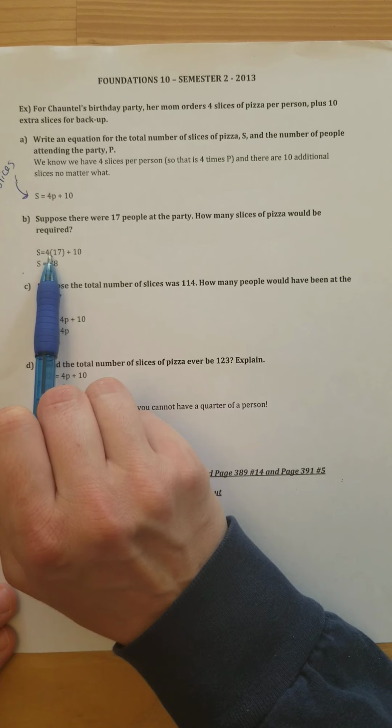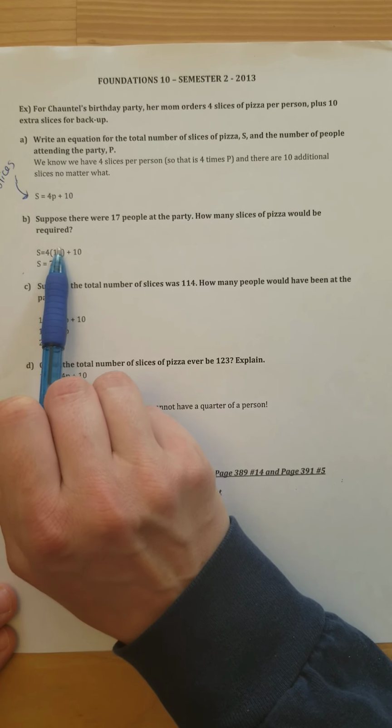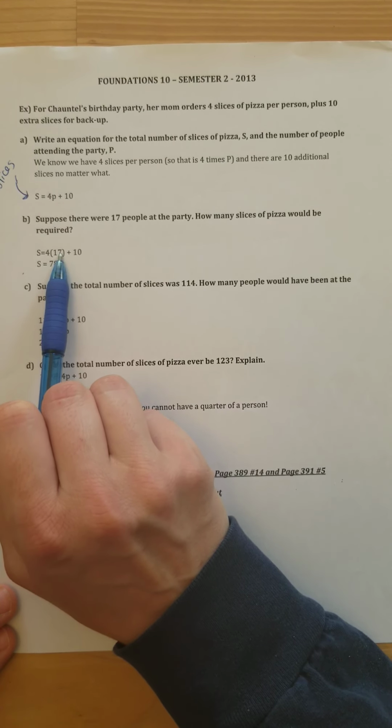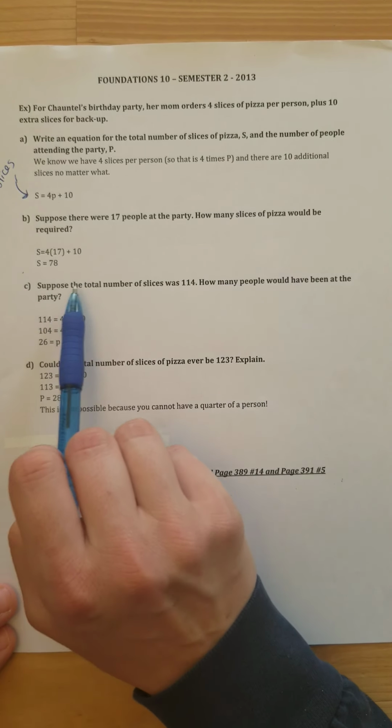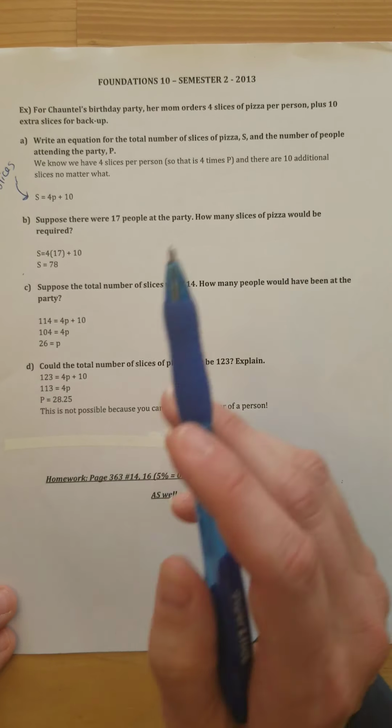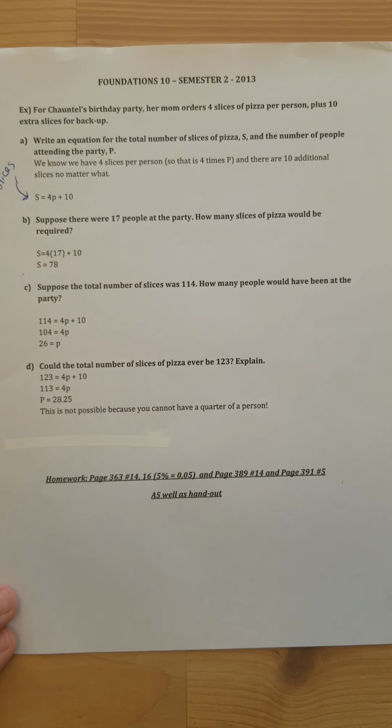4 slices per person, so 4 times 17 is 68. And then 68 plus those extra 10 is 78. So the mom would have ordered 78 pizzas. Or sorry, not 78 pizzas. Whoa, 78 slices.